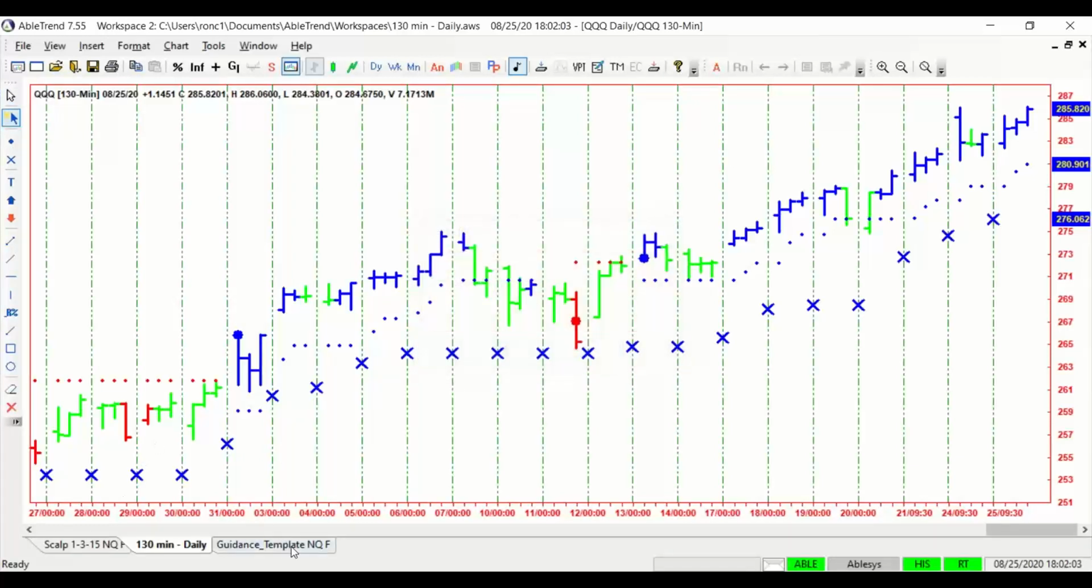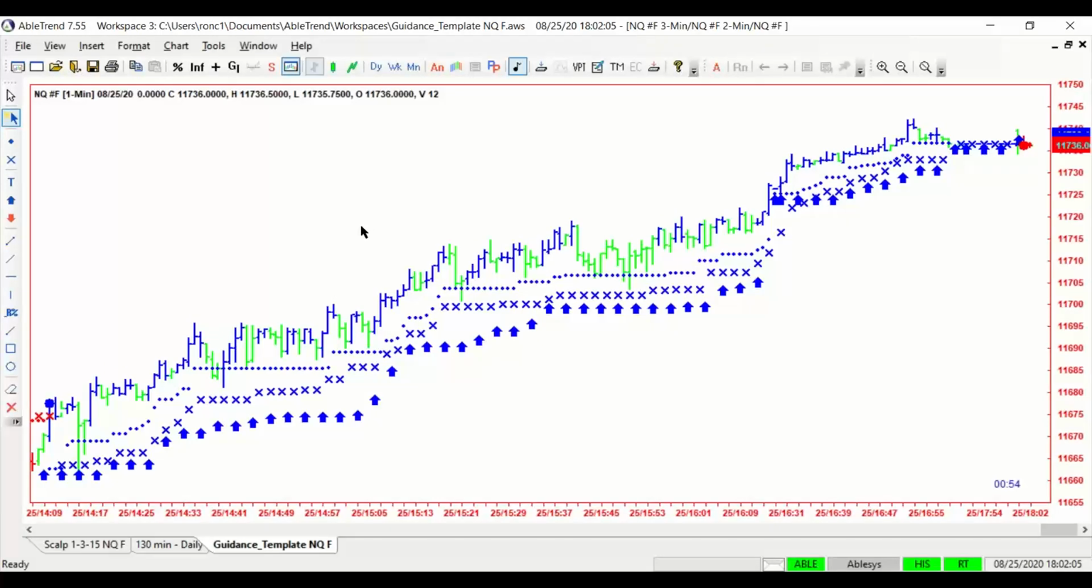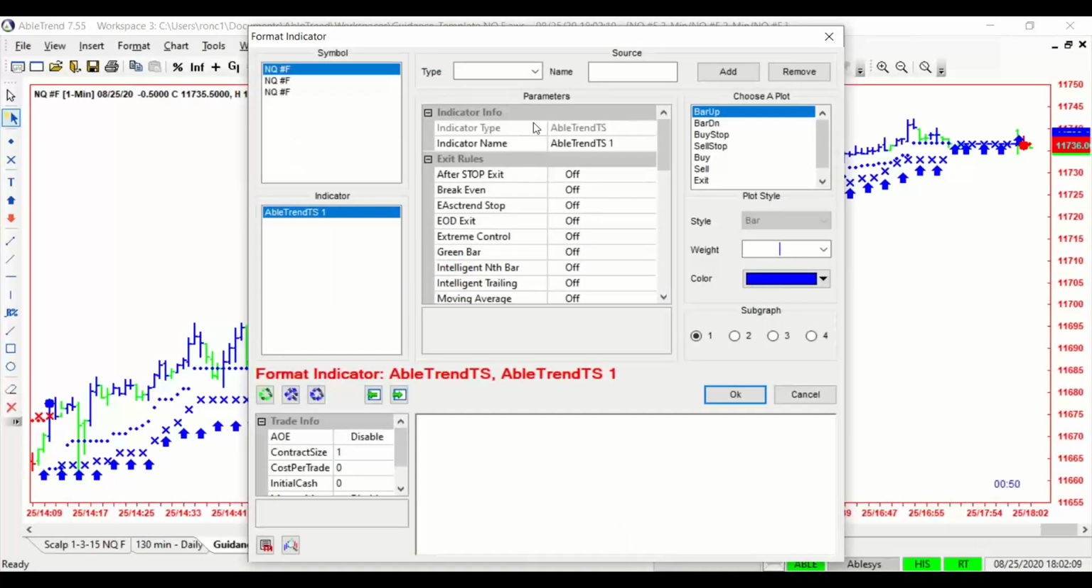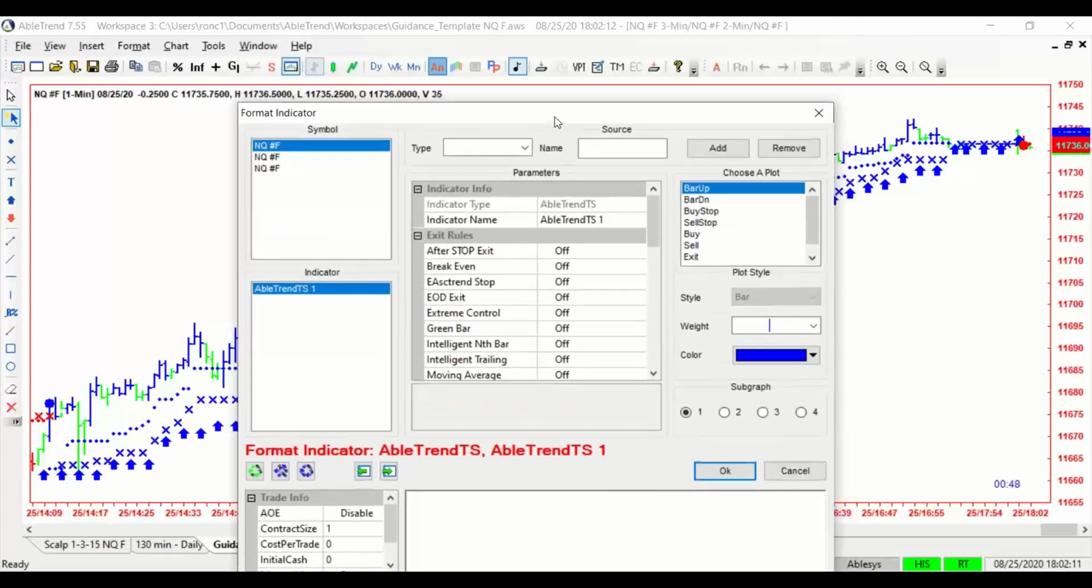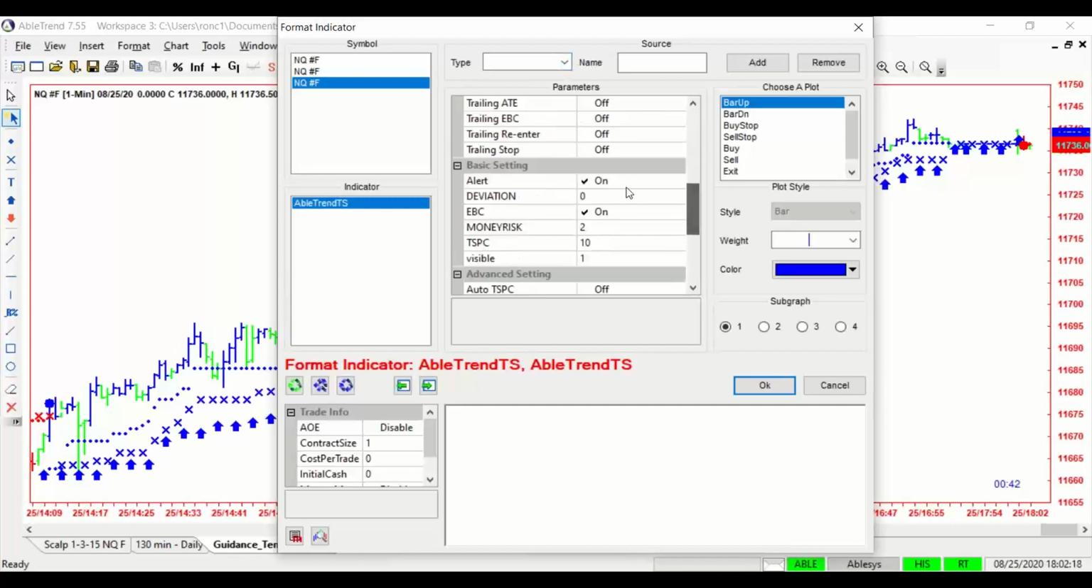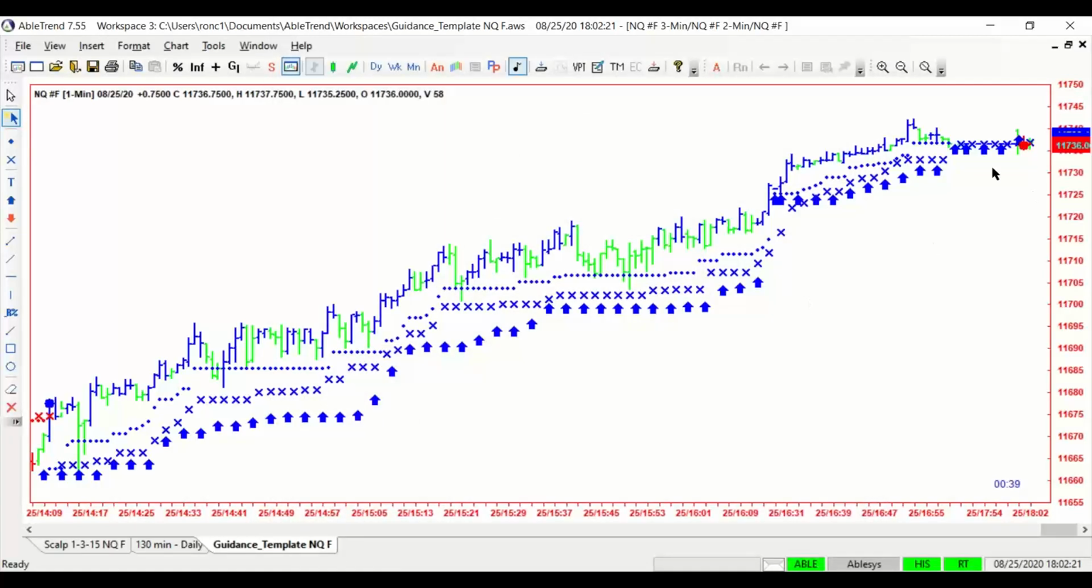Let me just fix this chart here. This keeps popping up. Just give me a second here. I want to take some new computer, so I just have to do a couple little things here.